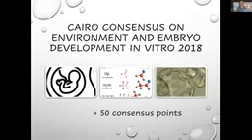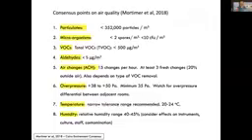So there were more than 50 consensus points established in this meeting in Cairo in February 2017, with fewer than 20 participants. Most of them were experts in this particular area of the field. Here are some of these consensus points. The total VOC concentration now recommended according to the Cairo consensus is less than 500 micrograms per cubic meter. For aldehydes, it is less than 5 micrograms per cubic meter.